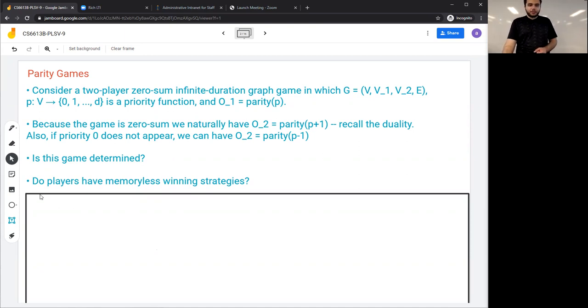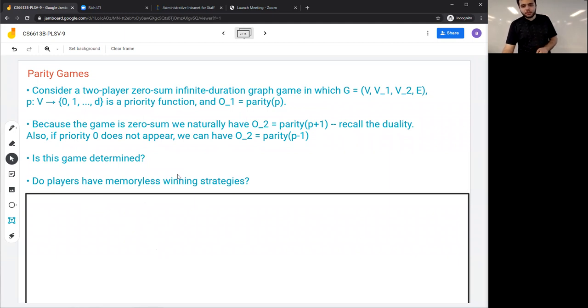Another problem that we have is whether players will have memoryless winning strategies. It might be the case that there are some winning strategies, but they're not memoryless. Thankfully, in the case of parity, we still have memoryless strategies and we have determinacy, but we can no longer just go into finding the winning sets and then come back to this. We have to do everything at the same time.